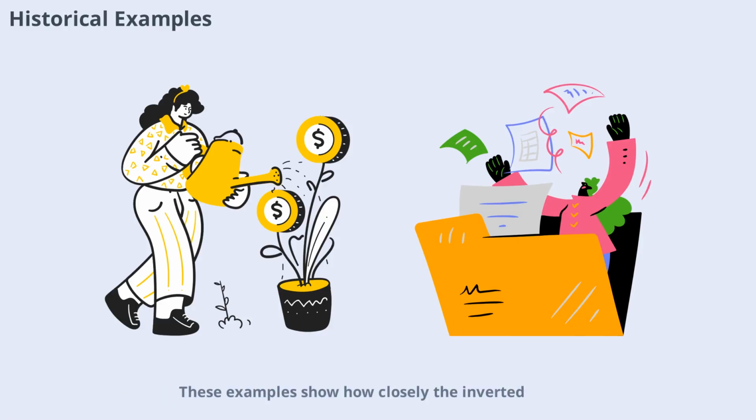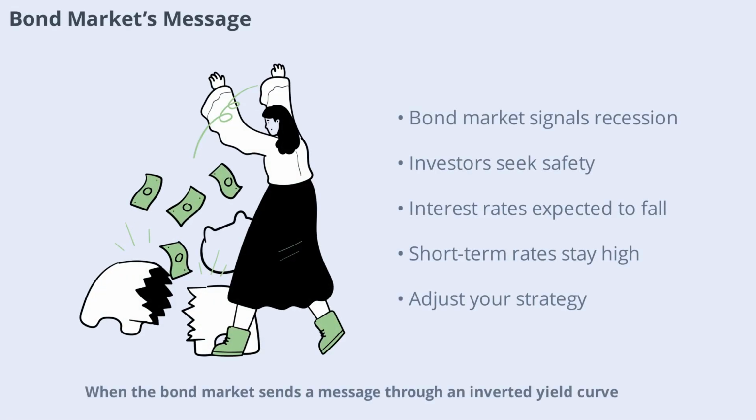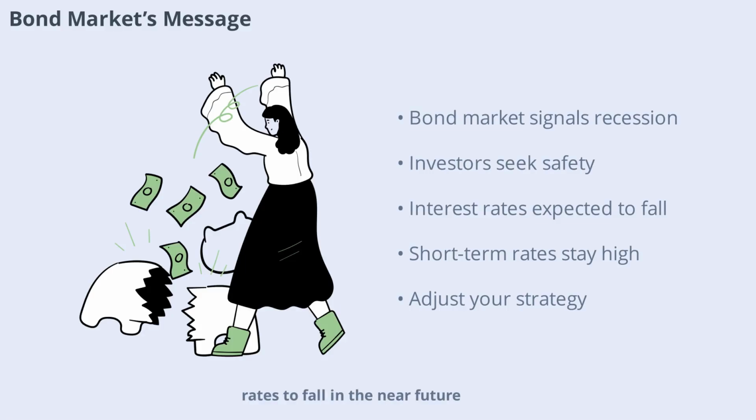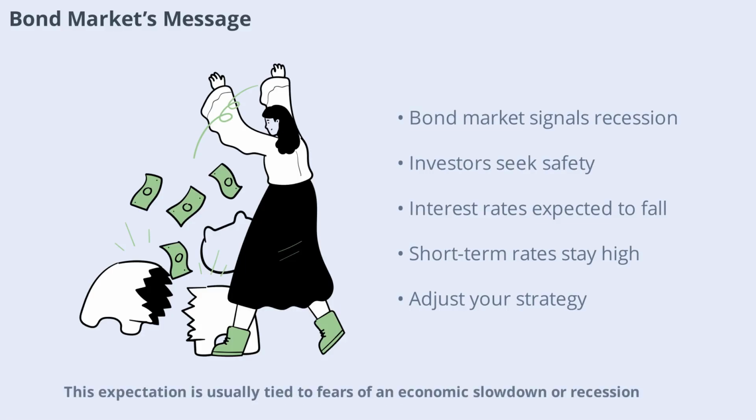These examples show how closely the inverted yield curve is linked to upcoming recession. It's not a guarantee, but it's one of the strongest signals we have. If you see the yield curve invert, it's time to pay attention and start preparing for possible economic challenges. The bond market sends a message through an inverted yield curve. It's essentially saying that investors expect interest rates to fall in the near future. This expectation is usually tied to fears of an economic slowdown or recession.